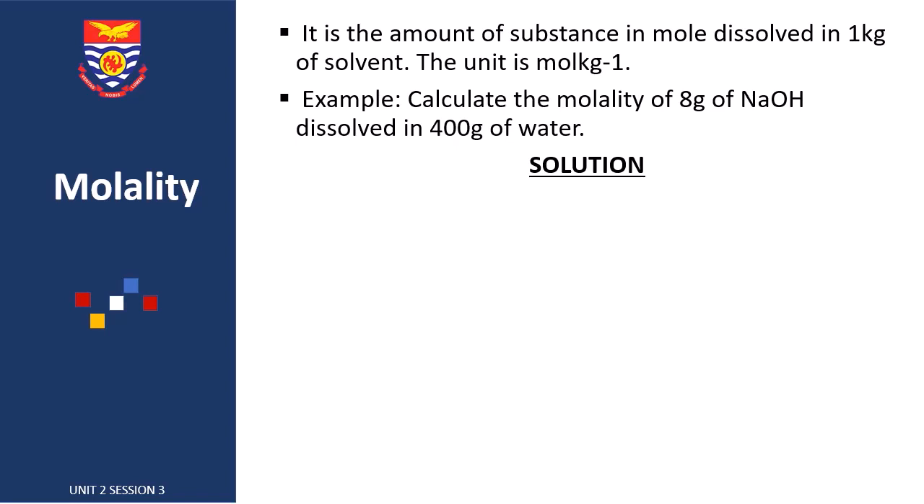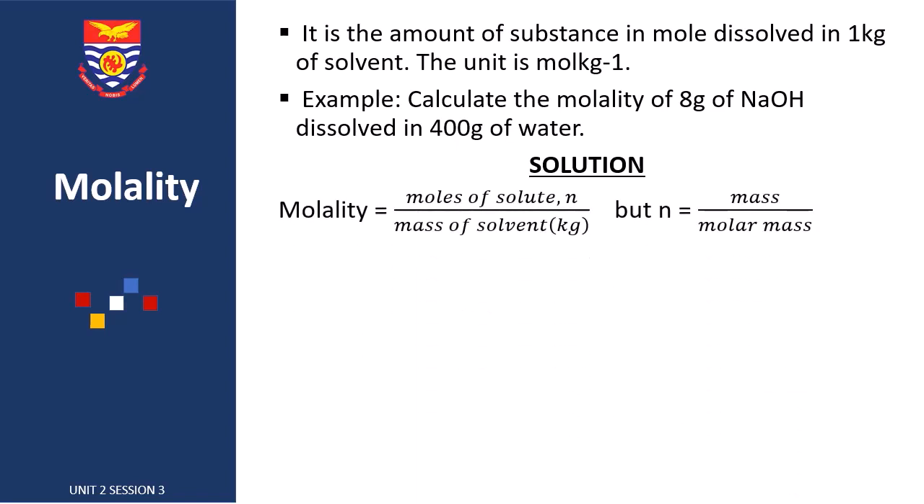So we have a problem here where we are to find the molality of 8 grams of sodium hydroxide dissolved in 400 grams of water. Remember, because our unit is kilogram, the grams of the water we have to express in kilograms, and the grams of the sodium hydroxide we have to express in terms of moles. But the relation is given as molality being equal to moles of solute n over mass of solvent in kilograms.